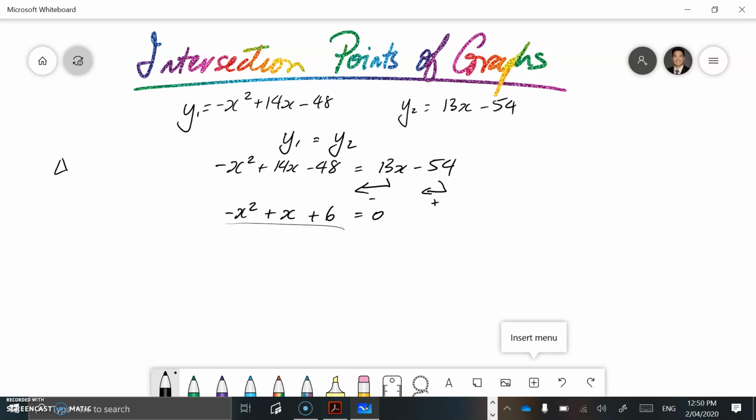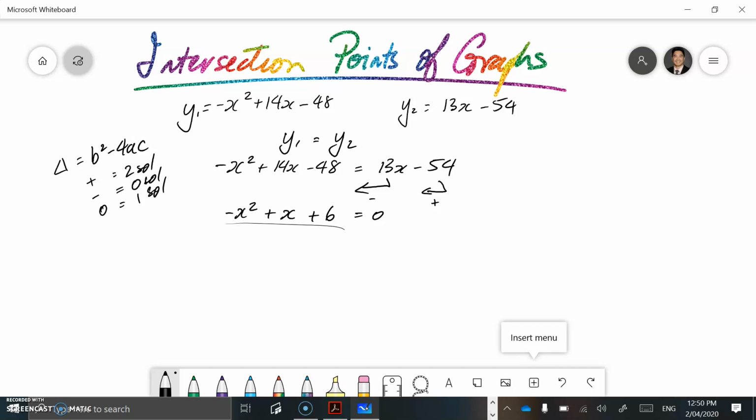And remember, our discriminant is b squared minus 4ac. If it's positive, we have two solutions. If it's negative, we have no solutions. If it equals 0, we have one solution. So just some recaps there.